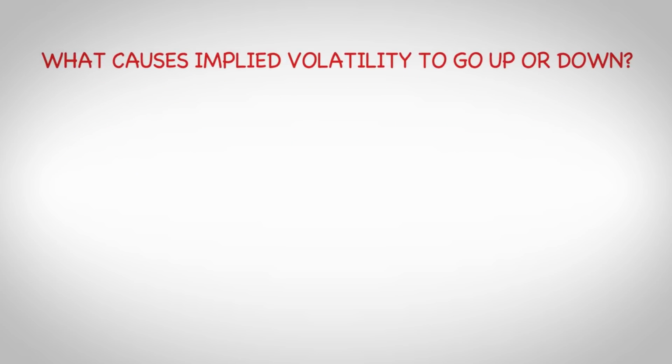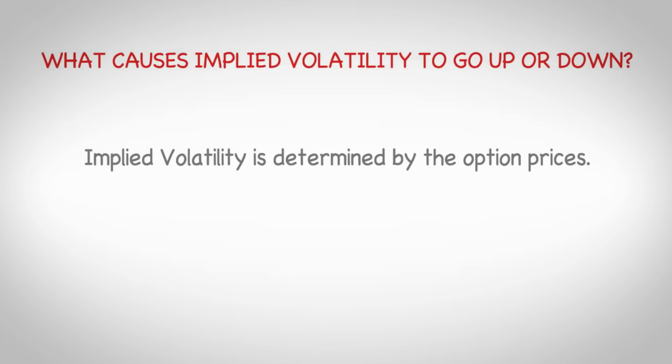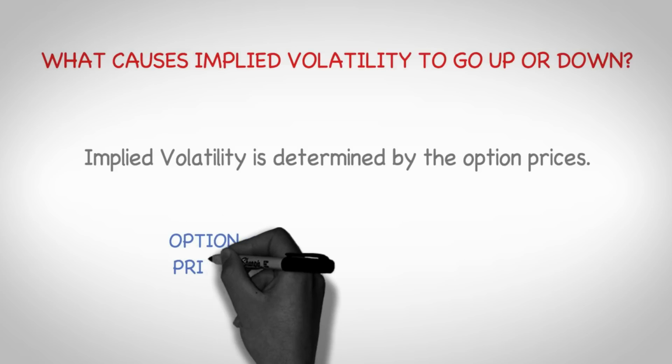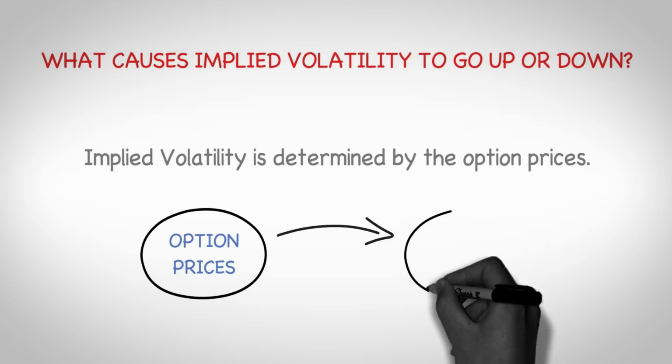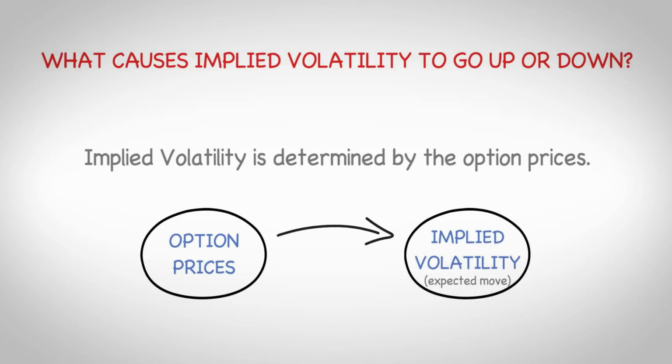Well, here's the thing. The implied volatility of a stock is actually determined by its options prices, not the other way around. Okay, let me say that again in a different way. The option prices are actually what tell us the future expected move, also known as implied volatility, of a stock. It's kind of like the option prices are what they are, and those prices spit out the implied volatility number, and that tells us the expected move of the stock.